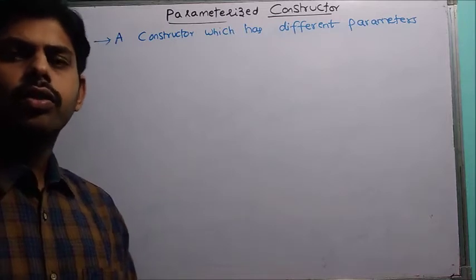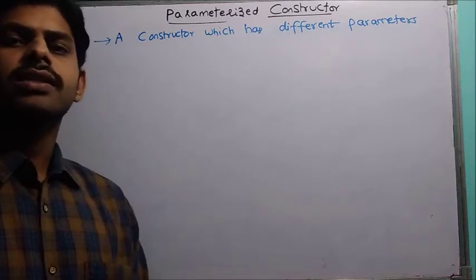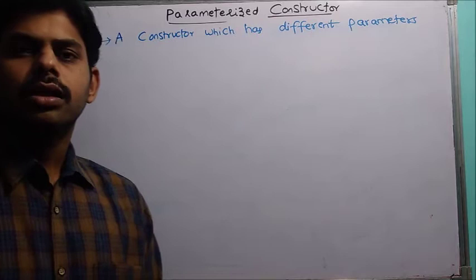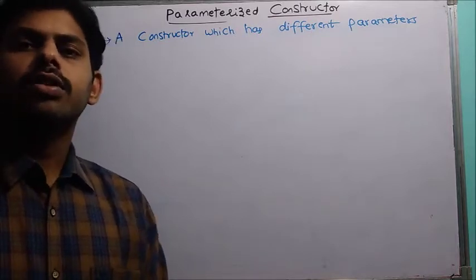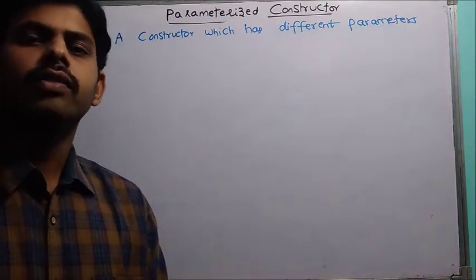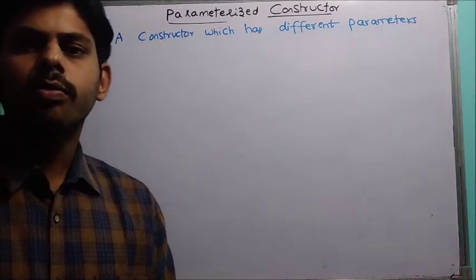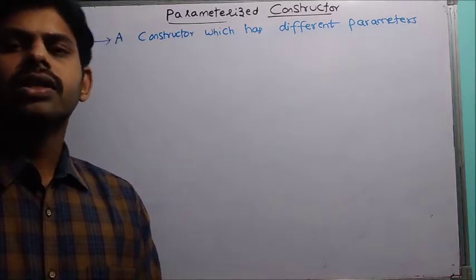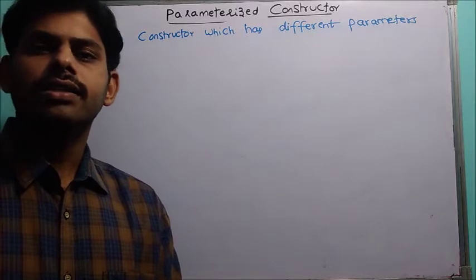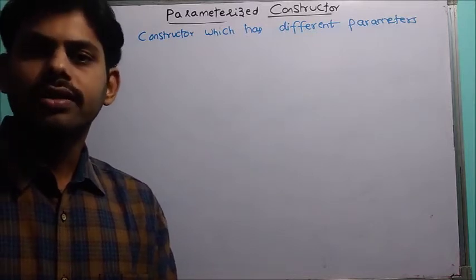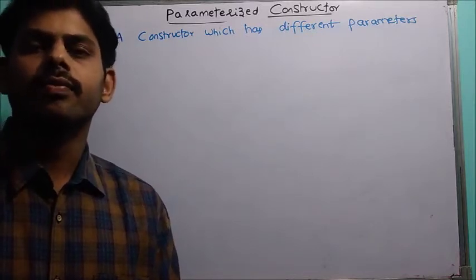In this particular video, I am going to discuss a parameterized constructor. Already you know that there are three types of constructors. One is a default constructor, the second is a parameterized constructor, and the third is a copy constructor. So what is a default constructor? The default constructor means the constructor which has no arguments is known as a default constructor.